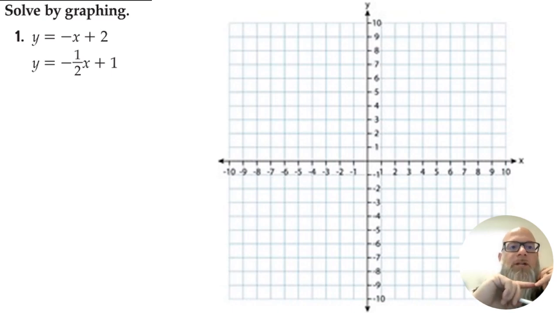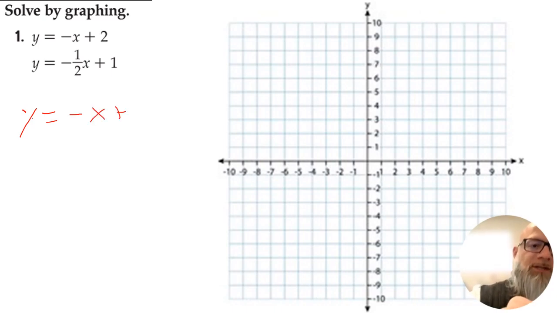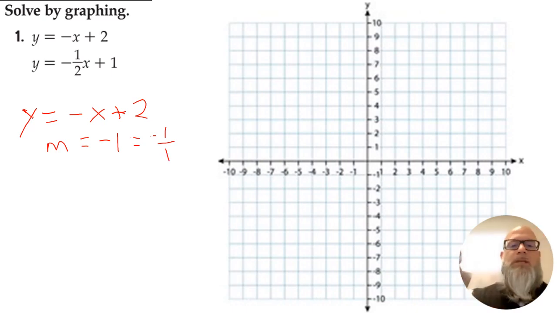First, we have a system of equations here, y equals negative x plus 2 and y equals negative 1/2 x plus 1. All right, let's start by graphing y is equal to negative x plus 2. Do you know what the slope is? The slope is negative 1, which is the same as negative 1 over 1. All right, do you know what the y-intercept is? The y-intercept is 2.